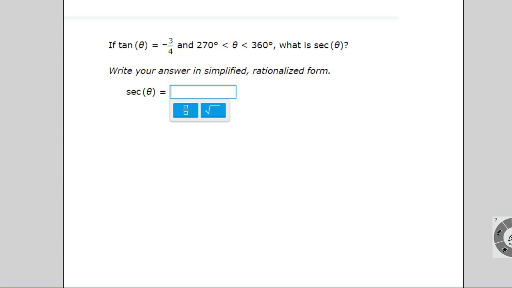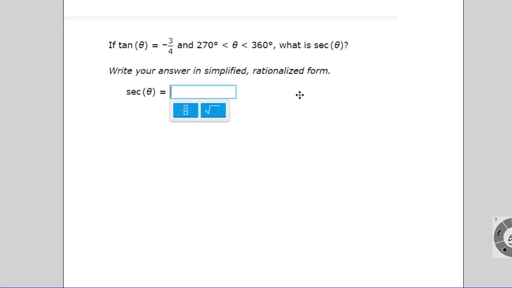Okay, we got tangent theta equals -3/4. And notice we're no longer in quadrant 1. In this one, which quadrant are we in? Quadrant 4, that's right, because we're going from 270 to 360. So we already know some things about tangent in quadrant 4 is negative, but secant in quadrant 4 is going to be what? Positive. So we'll need to pay attention to the quadrant that we're in and the sign that the function we're looking for has in that quadrant.